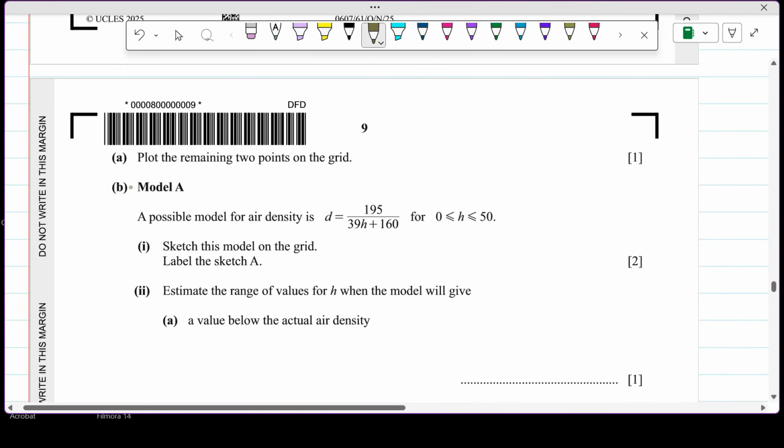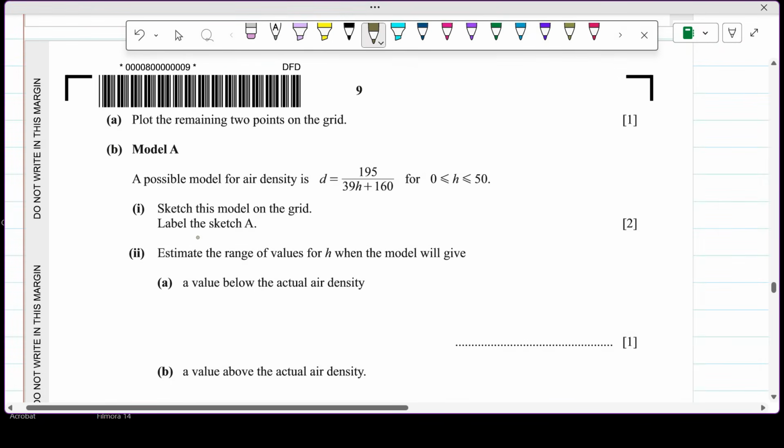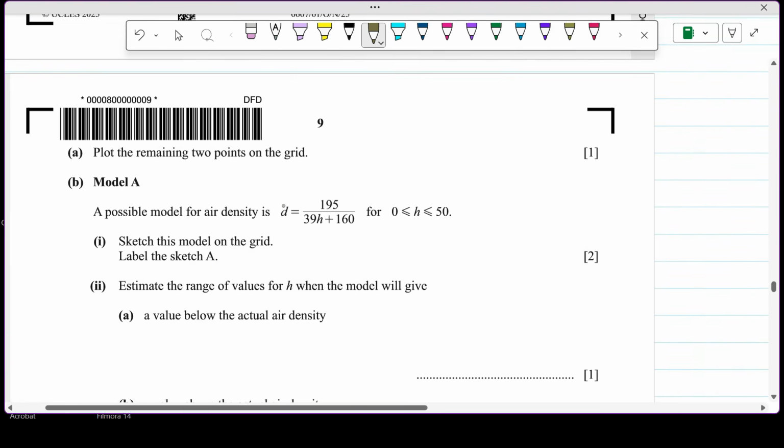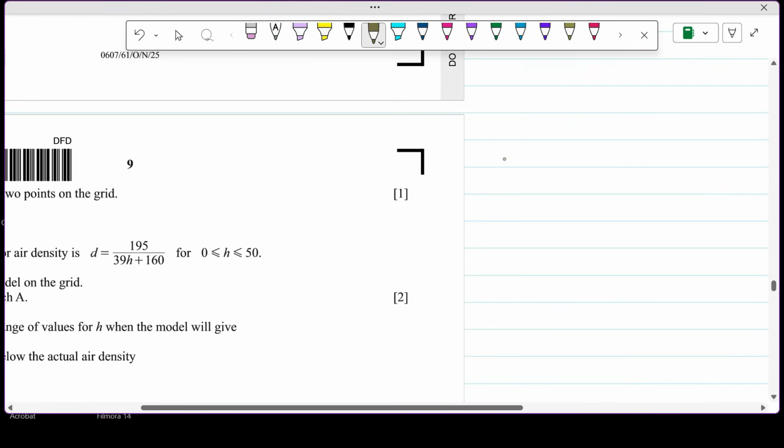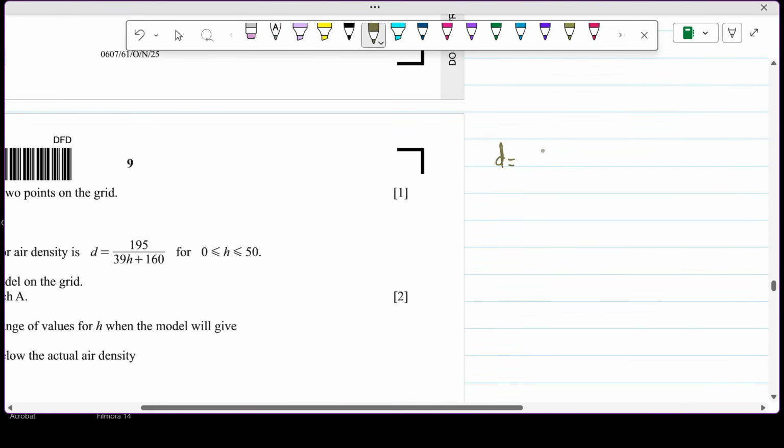Now let's move to part B, model A. The possible model for the air density is D = 195 / (39H + 160), for H less than or equal to 50 and greater than or equal to 0. Sketch this model on the grid. Label the sketch A. First we sketch this model. We know that the air density with respect to height is given, which is 195 over 39 times h plus 160.